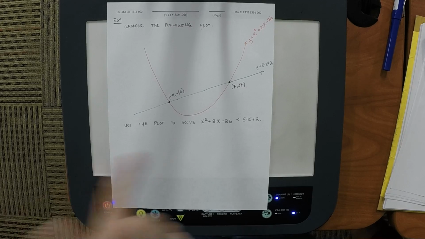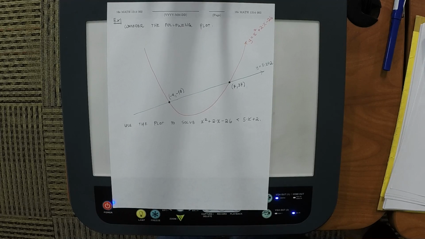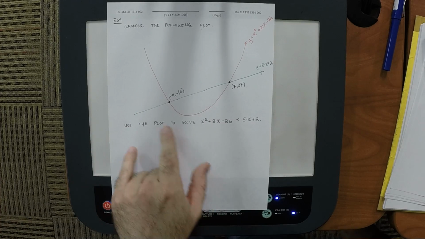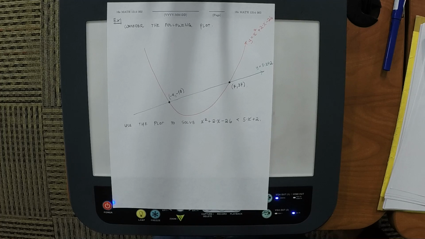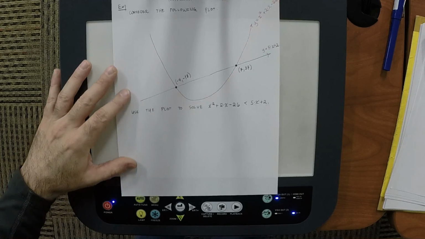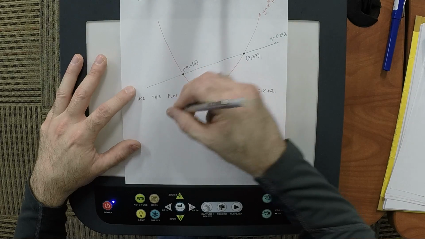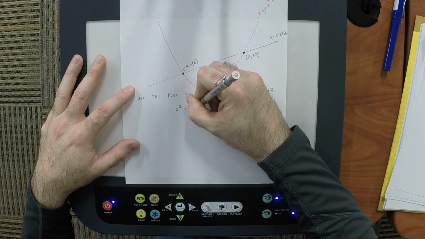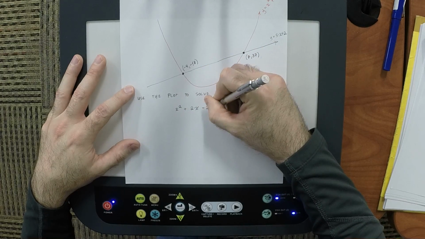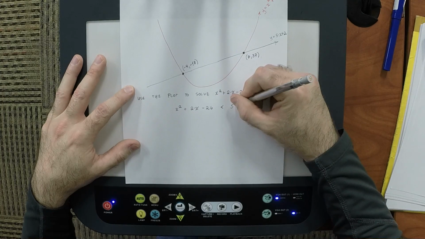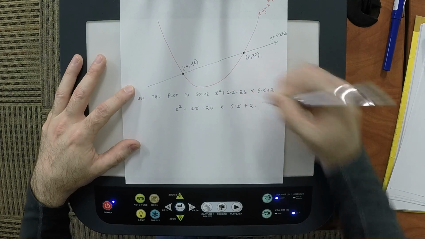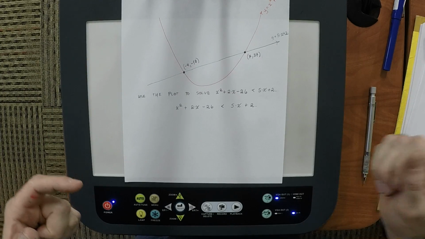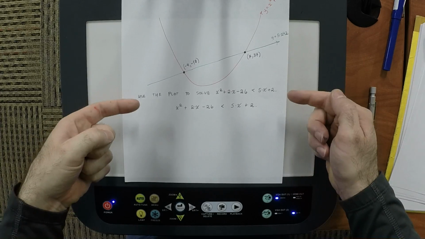On the previous page, it was solve this inequality with a sign chart. And on this page, I've provided a plot to you, and I want you to use that plot to solve the inequality. Okay. So here we go. Here's the inequality. x squared plus 2x minus 26 less than 5x plus 2. Presumably from the instructions, there's got to be a relationship between the plot and this inequality, right? Because otherwise, what would the instructions mean? They'd be nonsense.